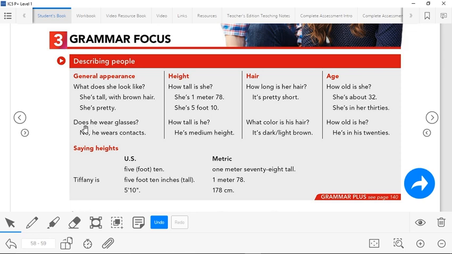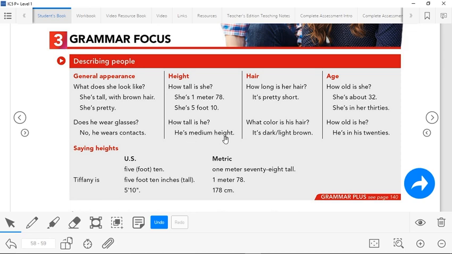Another specific question can be, if it's a man, does he wear glasses? No, he wears contacts. This is a way to describe the general appearance. But we can go to specific parts like height, hair, and age. Let's see, for women and men, okay? How tall is she? You can say she's 1.78 meters. This is the metric system. She's 5'10". This is the imperial system, the US system. Okay. How tall is he?